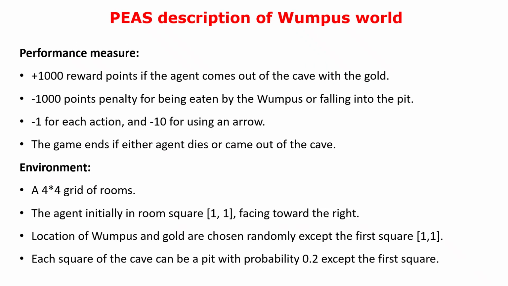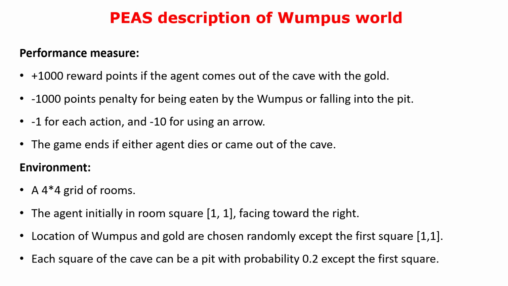What is the performance measure? That can be represented as PEAS, which we already know about. It is the expansion of performance measure, environment, actuators, and sensors. So how can the game be represented using it? Once the agent starts from the initial position 1 cross 1, he will reach any point, then reach the destination and climb out with the gold.